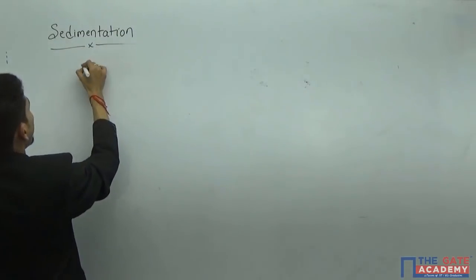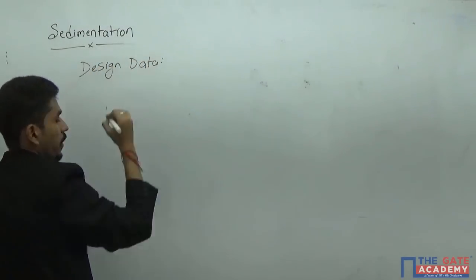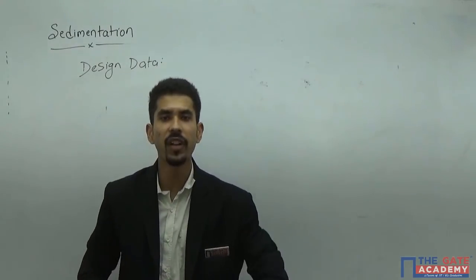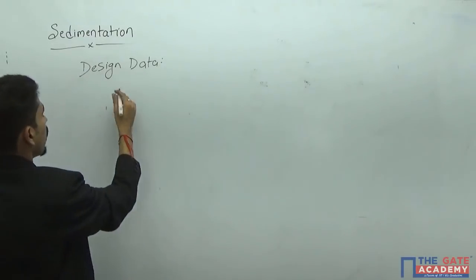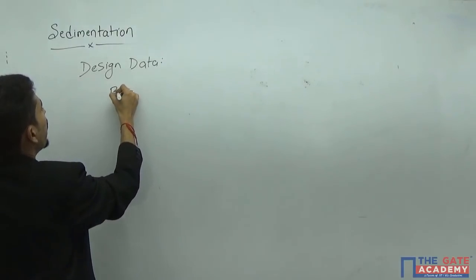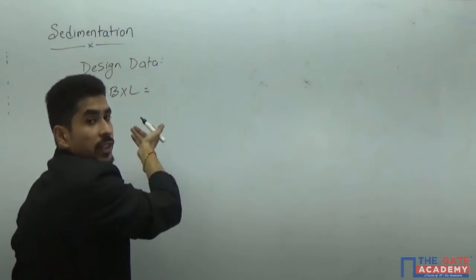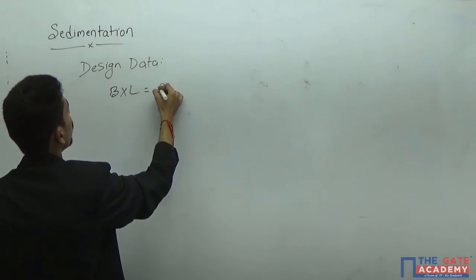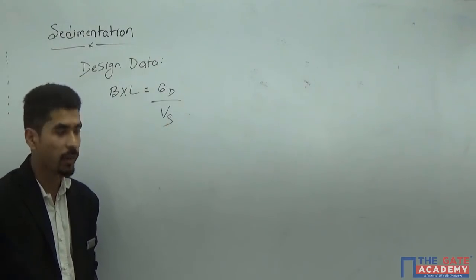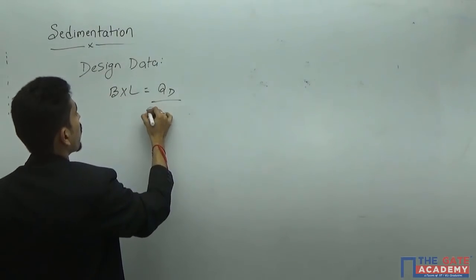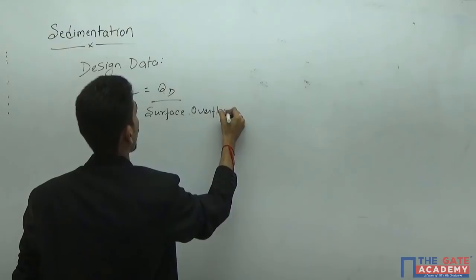Coming to the design data. The first is the plan area. We have already discussed the plan area is given as B into L, the breadth into length, which is equal to QD divided by Vs, or I will write, surface overflow rate.